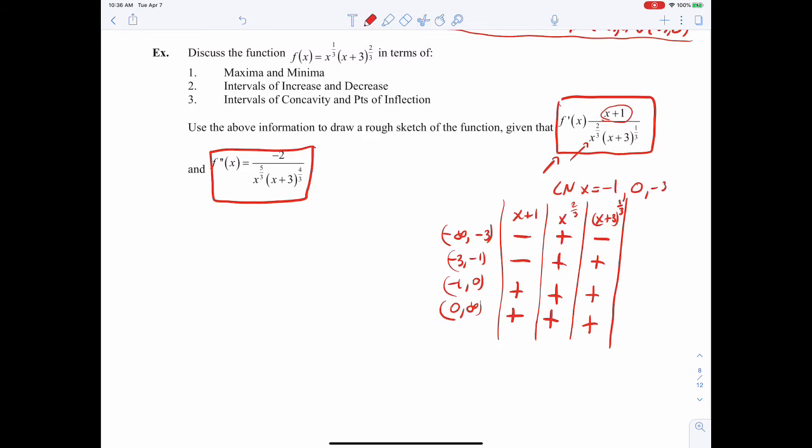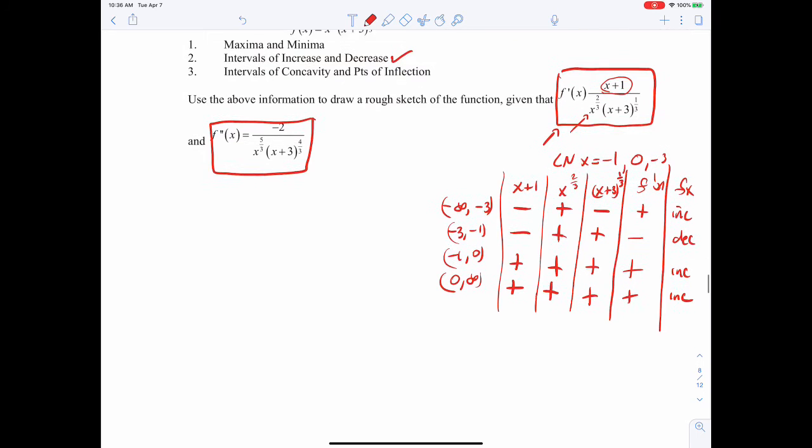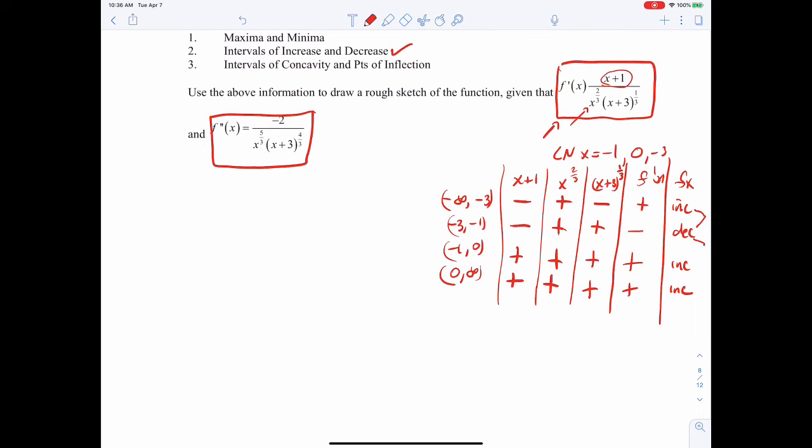So when I look at this now, talking about my f prime of x, I have a negative times a positive is negative. Negative times a negative is positive. Negative times positive is negative. Negative times positive is negative. All positives, all positives. So my original function is increasing, decreasing, increasing, and increasing. So we now have our intervals of increase and decrease. This also leads us to our max and min values: an increase to a decrease and a decrease to an increase. So the increase to the decrease, going up to down, is a max at -3 and something, and the decrease to the increase is a min at -1 and something.